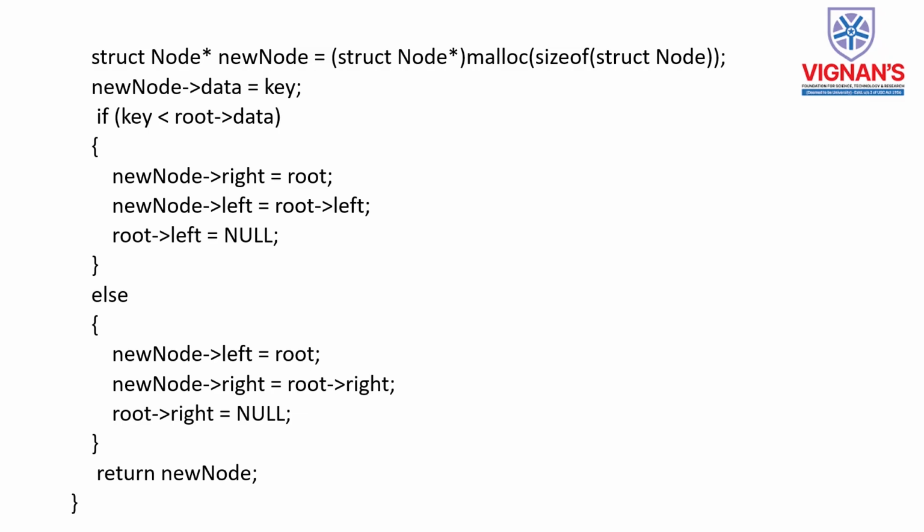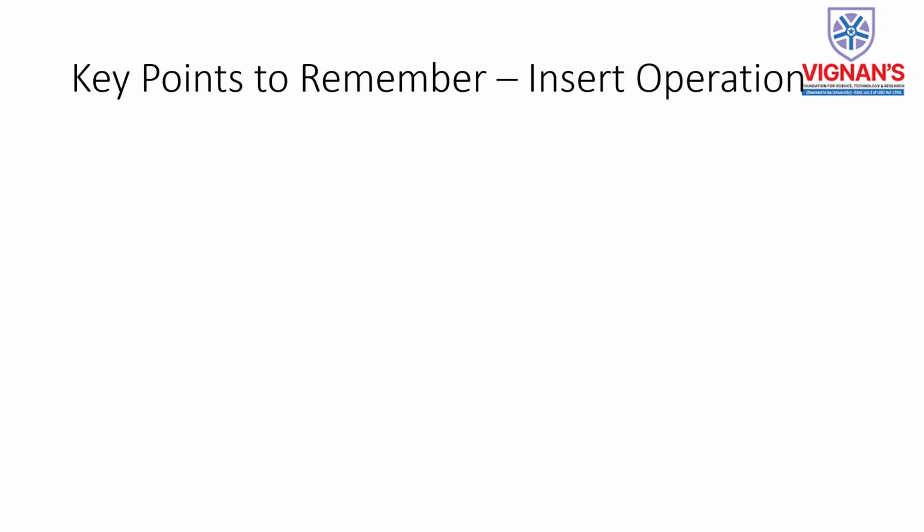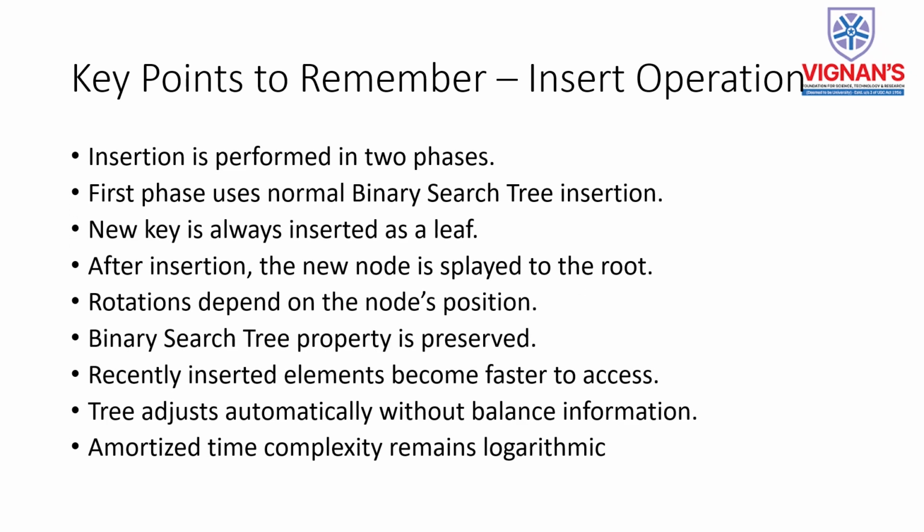The following are the key points to remember when performing insert operation. The insertion is performed in two phases. The insert operation in a splay tree is divided into two separate steps. First phase uses normal binary search tree insertion. Initially, the new key is inserted by following standard binary search tree rules. New key is always inserted as a leaf. The key is placed at a leaf position where no further child nodes exist.